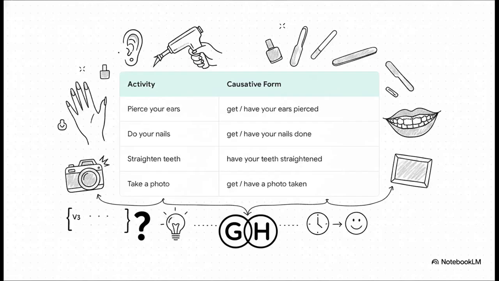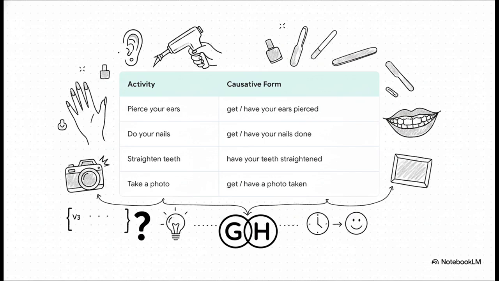No way. Let's look at some common causative phrases you'll definitely use while running errands. You can get your ears pierced, have your nails done, or get a photo taken. Notice how you can use either get or have there. There's really almost no difference in meaning, though I will say get sounds just a little bit more casual and conversational.